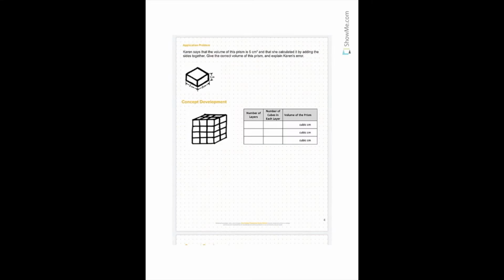We're now looking at the application problem. As I read it, you're reading along and you should be annotating. We will check these annotations in your plan of attacks during office hours.